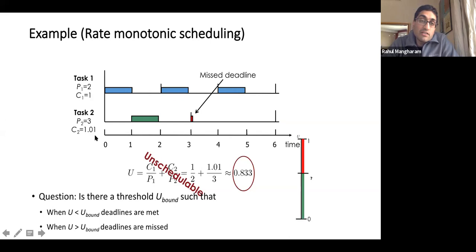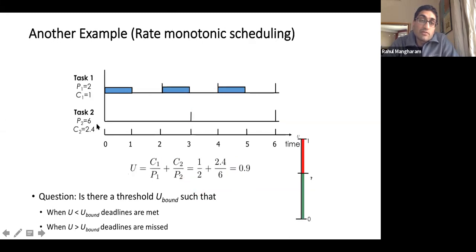Now, if I change task two's period to be 6 and I change task two's execution time to be 2.4, which is more than double. So therefore, the processor utilization is 0.9 now.